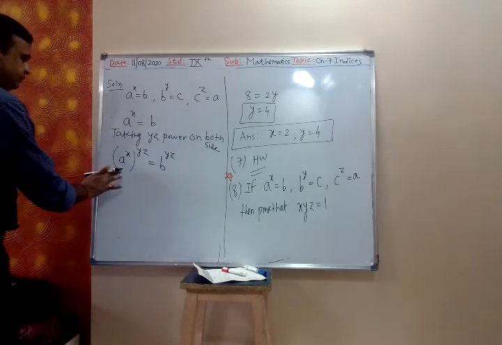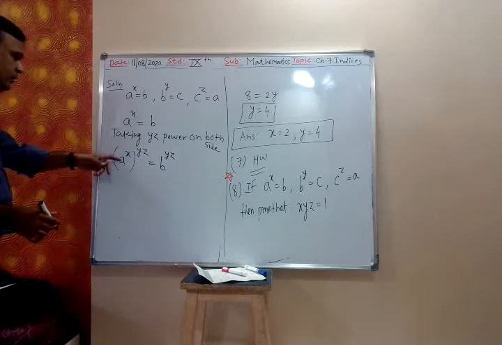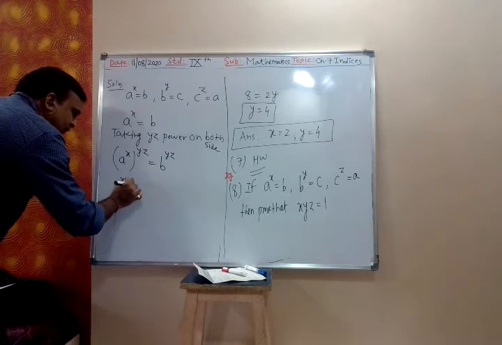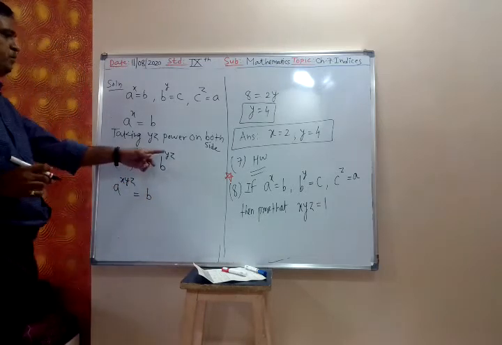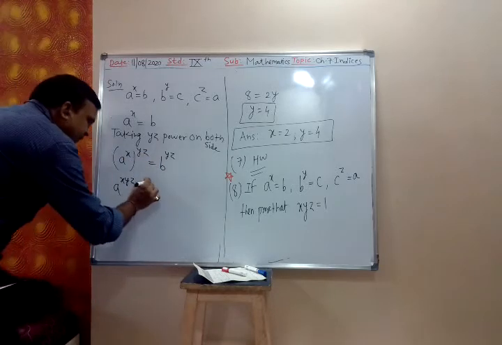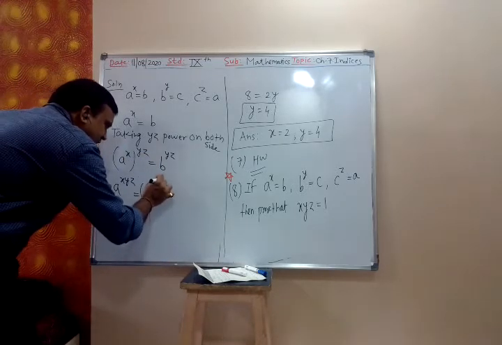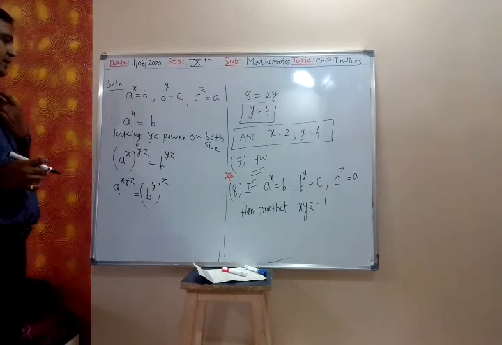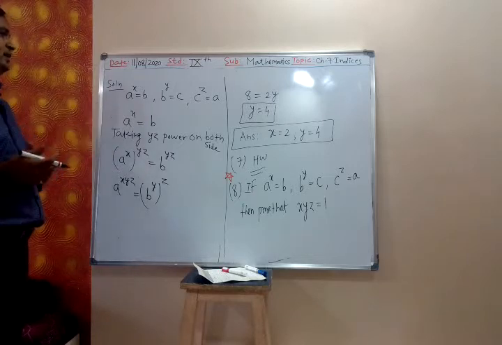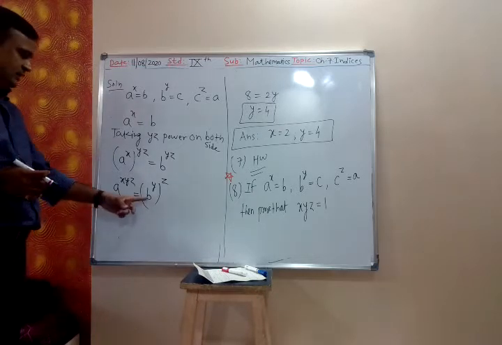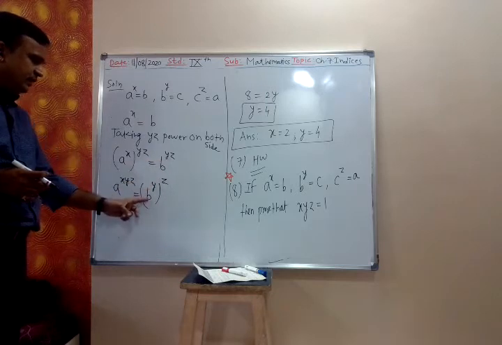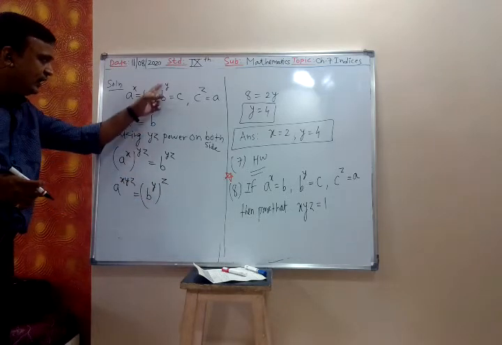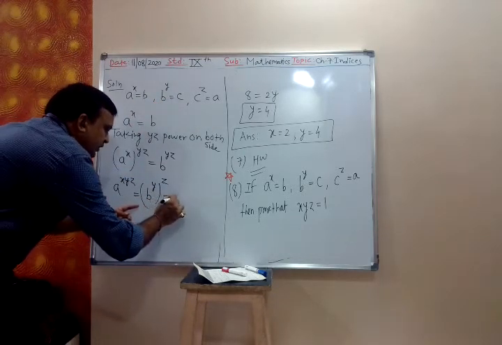So you will get... what is power raised to power? Multiply the powers. So a raised to xyz is equal to b raised to yz. B raised to yz, I can write as b raised to y, raised to z. But what is b raised to y? B raised to y is c. So this is equal to c raised to z.